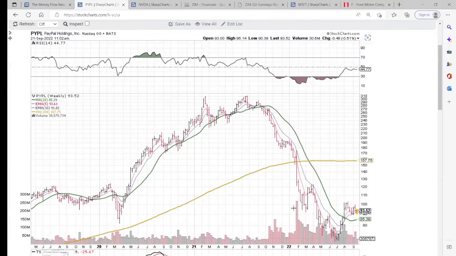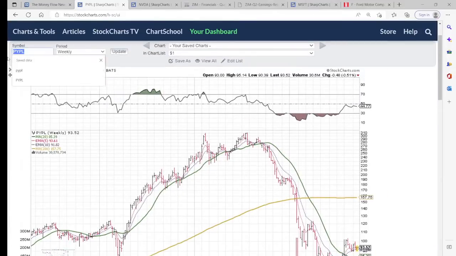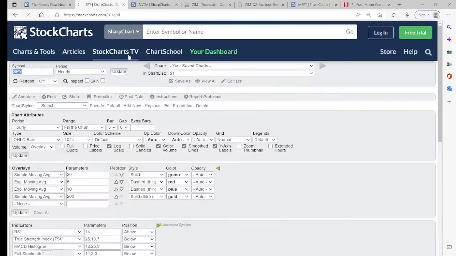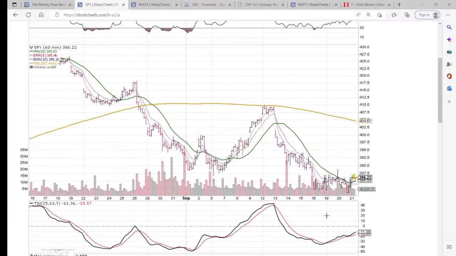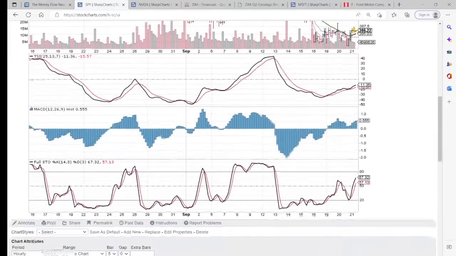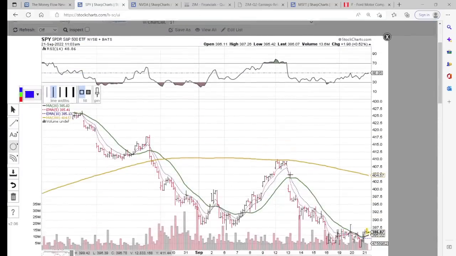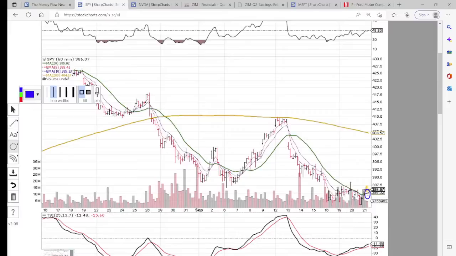Huge fractal, right? And then the SPY on an hour. And we're seeing the same effect. Same movement of price, right? Look at it too, man. Look at this. The 5-day just crossed the 20. Look at that.